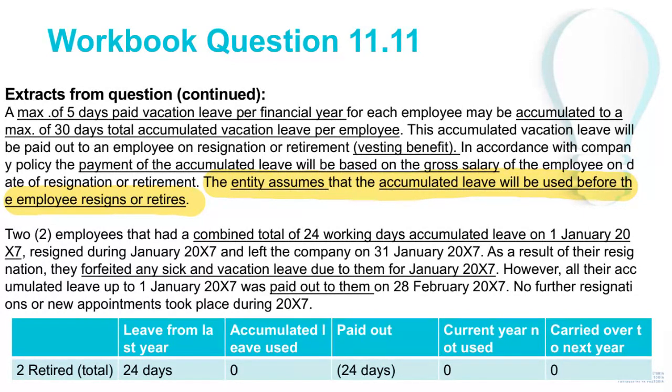2017. Do we pass journal entries for current leave? The answer is, pop the answer in the chat. Do we pass journal entries for current leave? While you guys are busy typing that out, I'll continue reading. It says, however, all their accumulative leave up to 1 January 2017, so at the beginning of the month, was paid out to them on 28 February 2017. So when is our journal entry? Someone said no, we don't account for current leave. That's correct. We don't account for current leave, and the reason for that is it's already included in the gross salary.